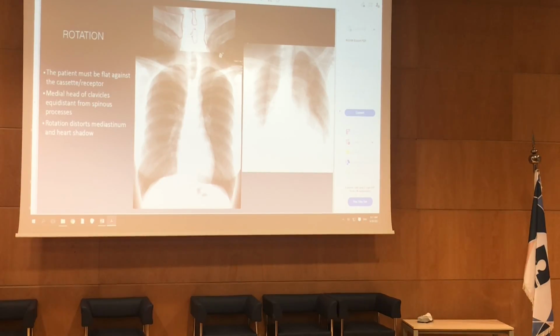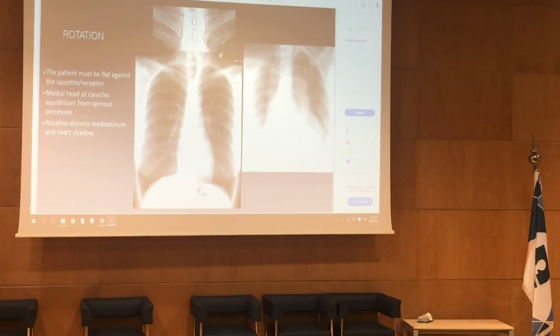The last thing is the rotation. The patient needs to be completely flat and parallel to the detector with their chin up, to make sure that the spinous processes, do you see them? Yeah? Are at an equidistance of the medial side of the clavicle, like the magnified image here.